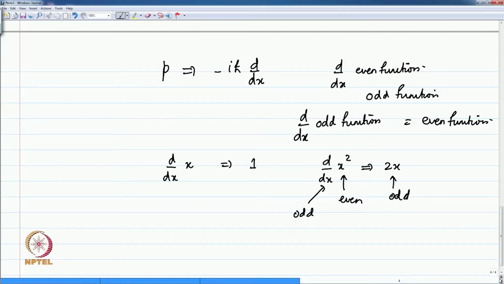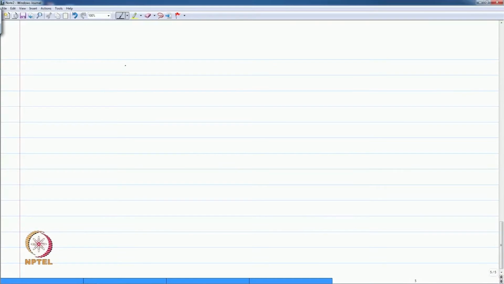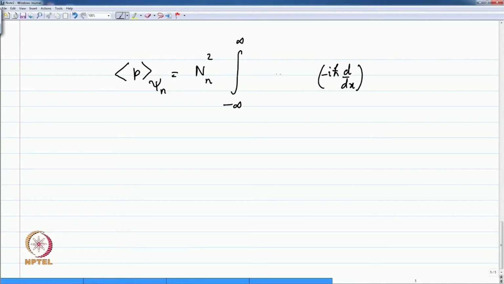Therefore, you can see immediately that when we talk about the average values for the momentum at any given wave function psi n, if we have to calculate the average value of the momentum operator for the harmonic oscillator in the state psi n, then the integral is N square, the normalization constant, between minus infinity to plus infinity. Please remember, momentum being a derivative operator, minus i h bar d by dx. Okay. You need to put the wave function star here and the wave function itself. This is a real function.